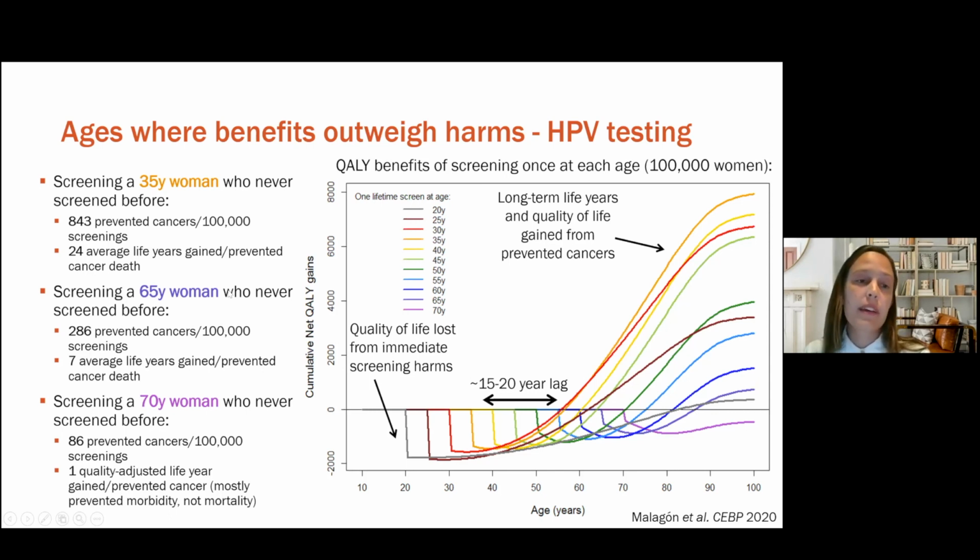And so we think the model predicts at least that a woman who is 65 years old and who's never screened before and who gets screened would only have 7 average life years gained per prevented cancer death. And unfortunately, after that, the benefits decrease even further. So the model predicted that screening a woman who is 70 years old, who has never screened before, would likely only gain 1 quality adjusted life year per prevented cancer. And the reason for that is that unfortunately the expected life years that can be gained go down as we get older.